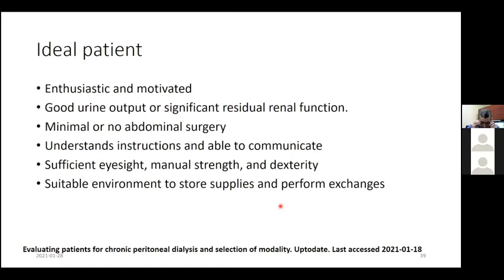There should not be many abdominal surgeries. You don't want to put in a catheter in a patient who has had a dissection of the retroperitoneum, no. Simple hernia surgeries, appendix surgeries, or a simple cholecystectomy are not a contraindication for having a PD catheter. The patient or the caregiver should understand what is going on, otherwise this can be potentially dangerous. Then the patient should have sufficient eyesight, manual strength, and dexterity. And lastly, whether you can store the supplies.